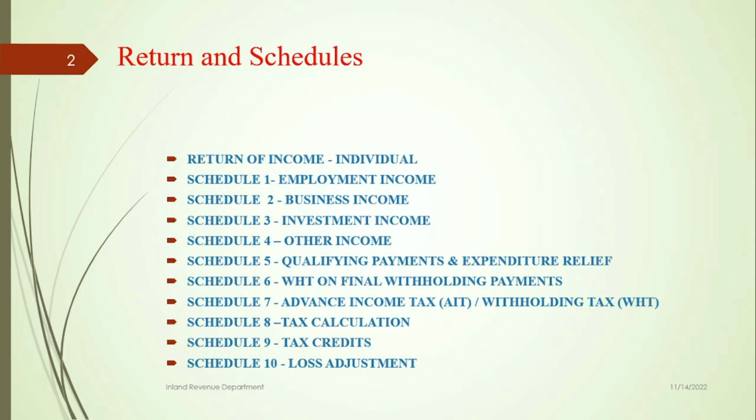Schedule 5 is for qualifying payment and expenditure relief. Schedule 6 is for withholding on final withholding payments. Schedule 7 is advance income tax or withholding tax. Schedule 8 is for tax calculation. Schedule 9 is for tax credits and Schedule 10 for loss adjustment.